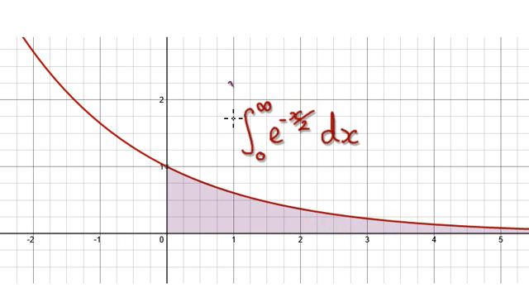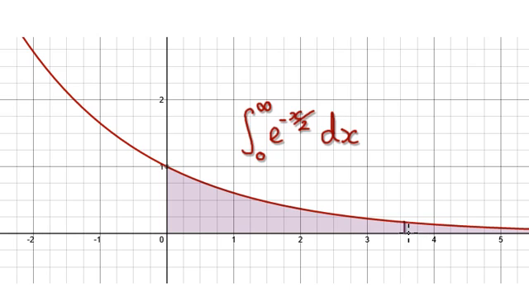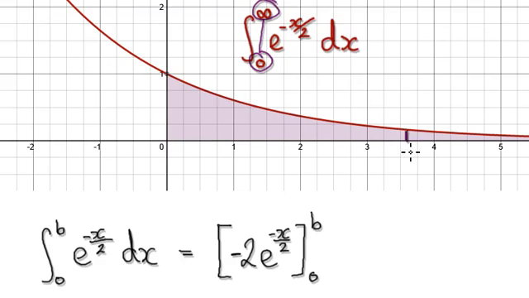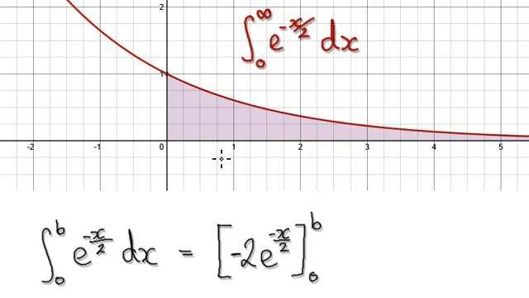So let's try to evaluate this. The way we would evaluate from 0 to infinity would be to do this. Let's just evaluate it to the point B, and then later on, we will allow B to head towards infinity. You see what I mean later. So in order to evaluate it from 0 to infinity, let's just evaluate it from 0 to B, and then later on, we can take the limit as B tends to infinity.